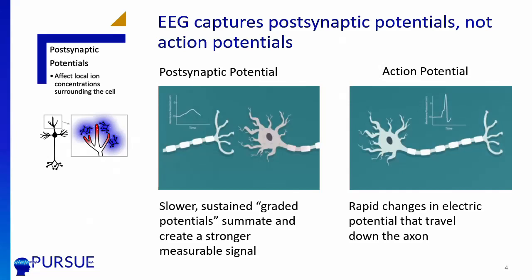The postsynaptic potentials are happening primarily on the dendrites, maybe around the soma, where the presynaptic cell has released neurotransmitter and is opening up ion channels, and ions are flowing into the postsynaptic neuron. These slower so-called graded potentials create a sustained electrical activity that can be added together and create a measurable signal. The action potential is pretty rapid and brief, travels down the axon, and so that's too rapid and too brief to be recorded in most situations.